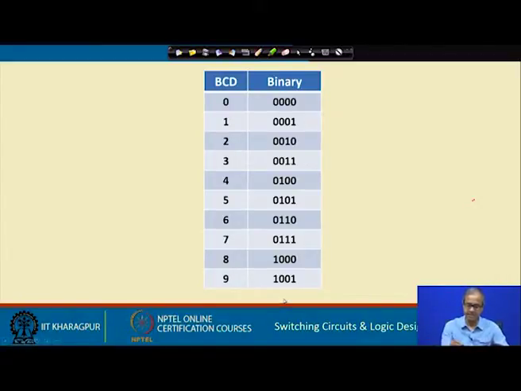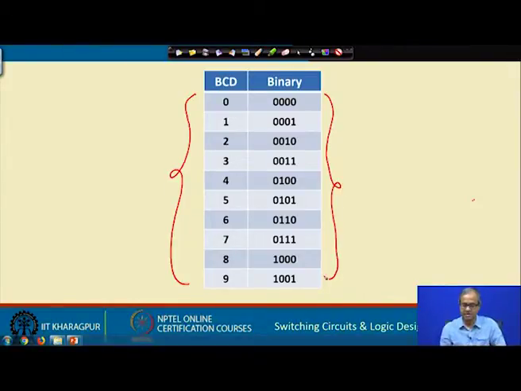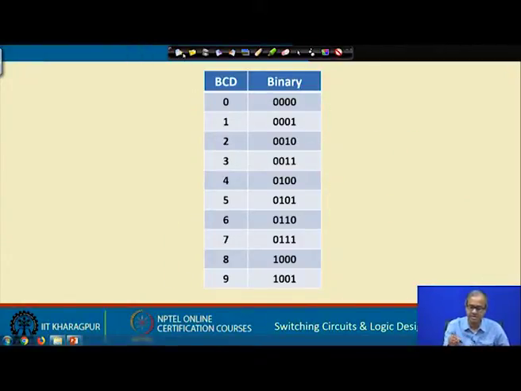Here you see the 10 decimal digits 0 to 9 and their corresponding 4-bit binary equivalents. As I said, the remaining 6 combinations, which correspond to 10, that is 1010, up to 1111, are not used in this case. This is something you have to remember.